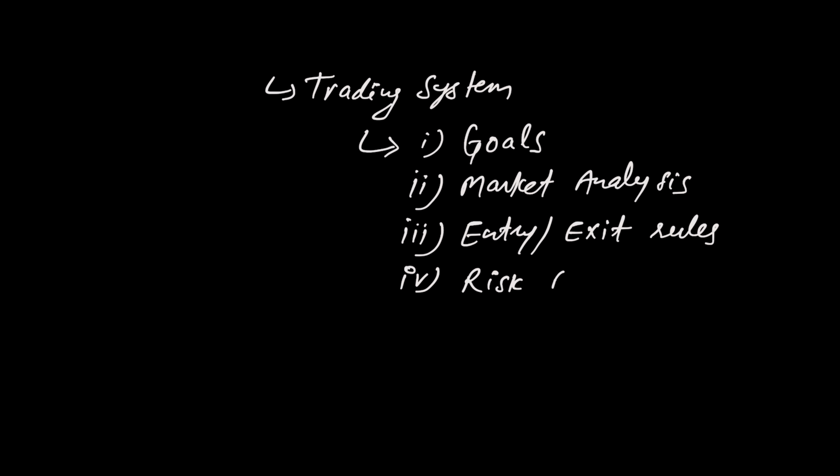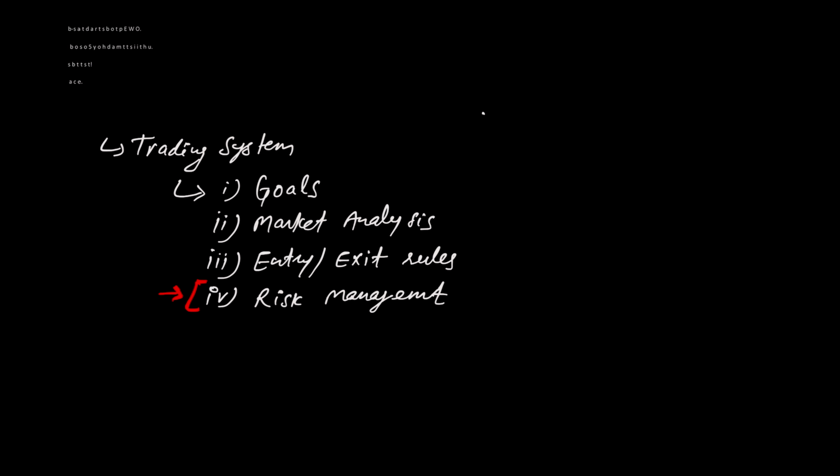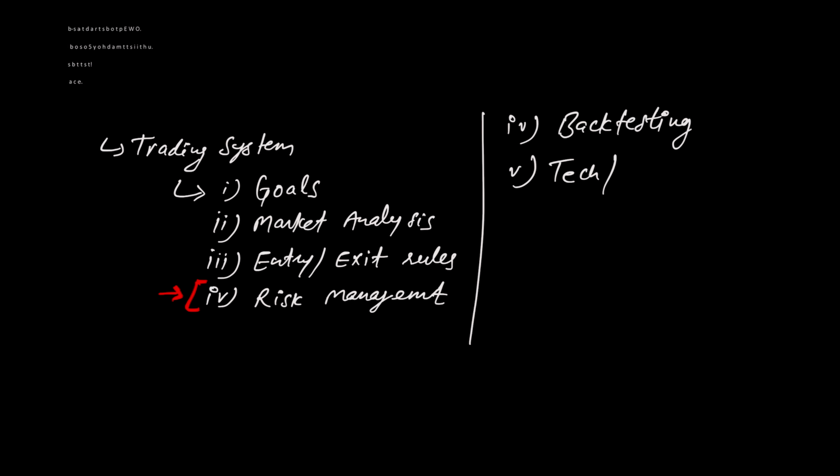It is one of the most important aspects to be taken care of, because if you are able to take care of this part, then you are sorted. Only this part can save you from any situation. So you have to take this very seriously, risk management. Then we will understand about the backtesting and optimization. So I will just write backtesting. The fifth part will be your tech, or you can say the infrastructure.